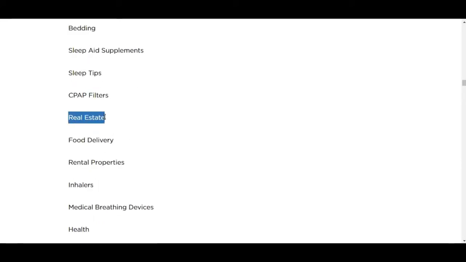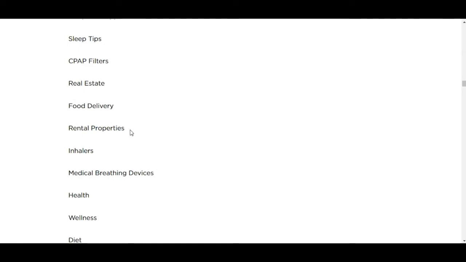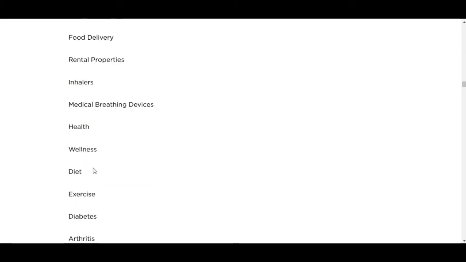This is real estate. It's a good keyword actually. Food delivery, good keyword idea actually. Health, wellness, I told you, health is a very hard niche. Health means a very hard niche.